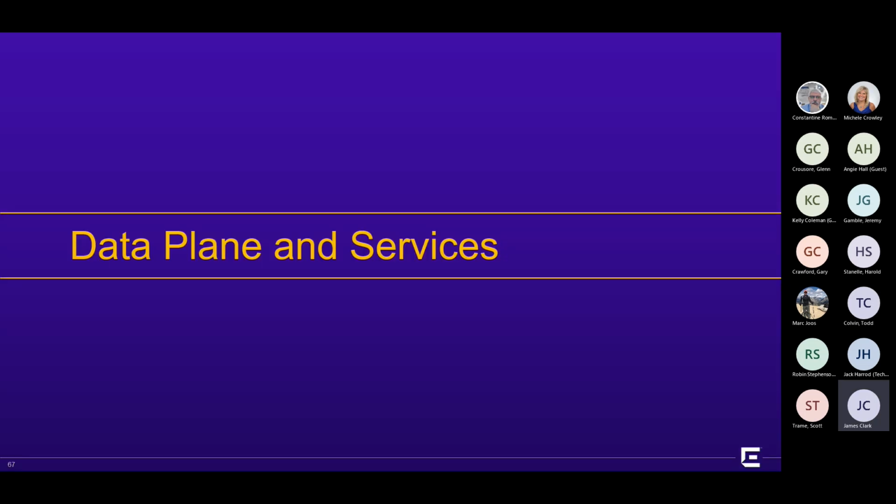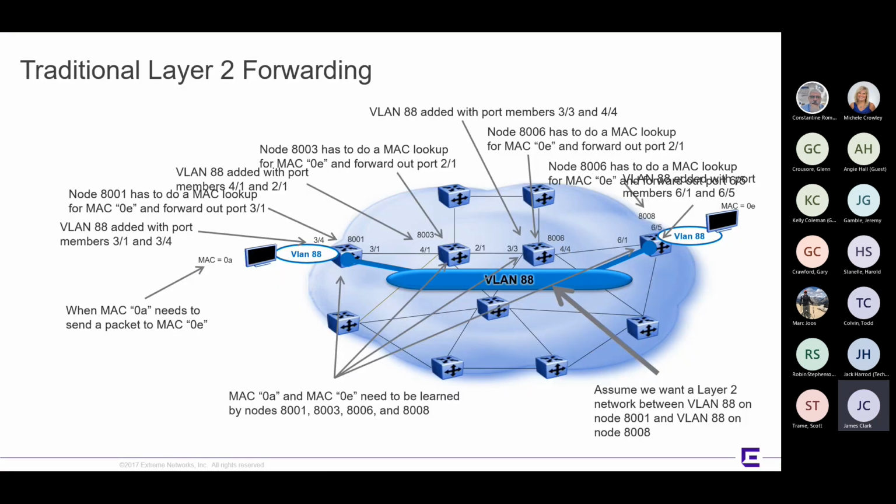So we're going to jump into the data plane and services now. Constantine, why don't you keep going? Okay, thanks, Jim. So here we're looking at a traditional layer 2 forwarding scenario, right? You have a VLAN 88 on either side of the network, and in order to extend it through the legacy network, you have to do a bunch of configurations.